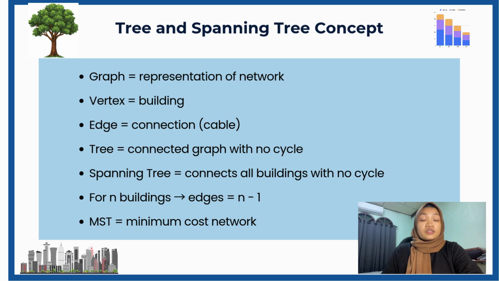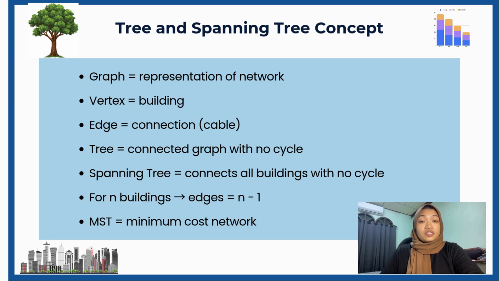A tree is a connected graph with no cycle. In the campus network, this means all buildings remain connected, but there are no loops. This is important because loops do not improve connectivity when all buildings are already reachable. Instead, they only increase the cost of the network.